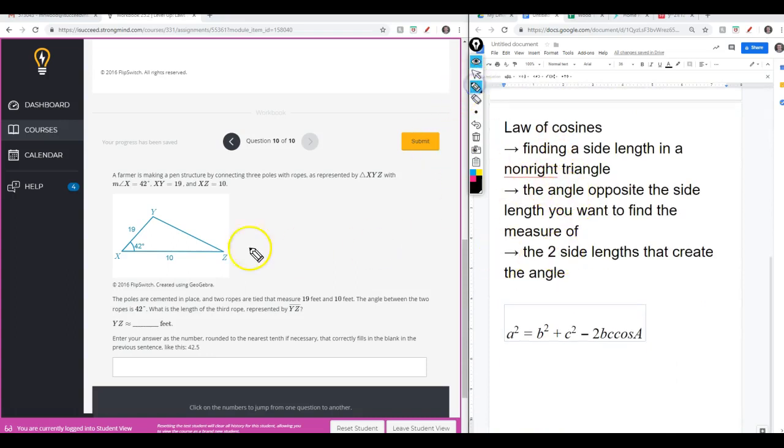So we want the angle opposite the side length we're looking for, which we have, which is 42 degrees. And then we want the 2 side lengths that create the angle, which we have. They are 19 and 10.